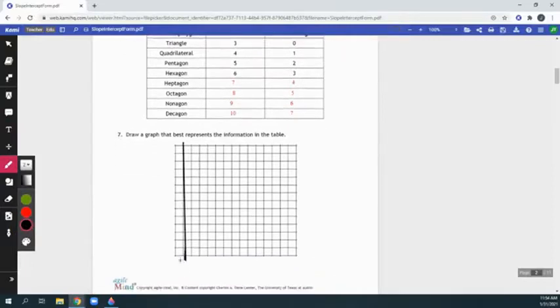Oh, I hate it when it does that. Control Z. So I'm going to make this line go zero, be way over here, because this is going to be sides. That's what decides how many, and this is how many diagonals we can have.